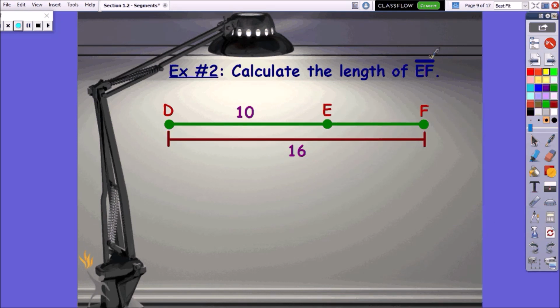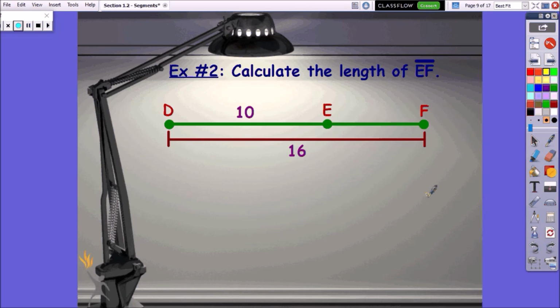Now, it might be kind of hard to see on your screen here, but I'm asking for the length of segment EF. And here's segment EF. So if I've got this little segment of 10, and then this segment, which I don't know how long it is, but I know that together those two segments have to make 16. Well, I'm sure some of you looked at this initially and went, boom, instantly segment EF has to be equal to 6, right? And that's great. Some of these may be super easy for you, but we're going to talk about some examples where it's not going to be so easy.